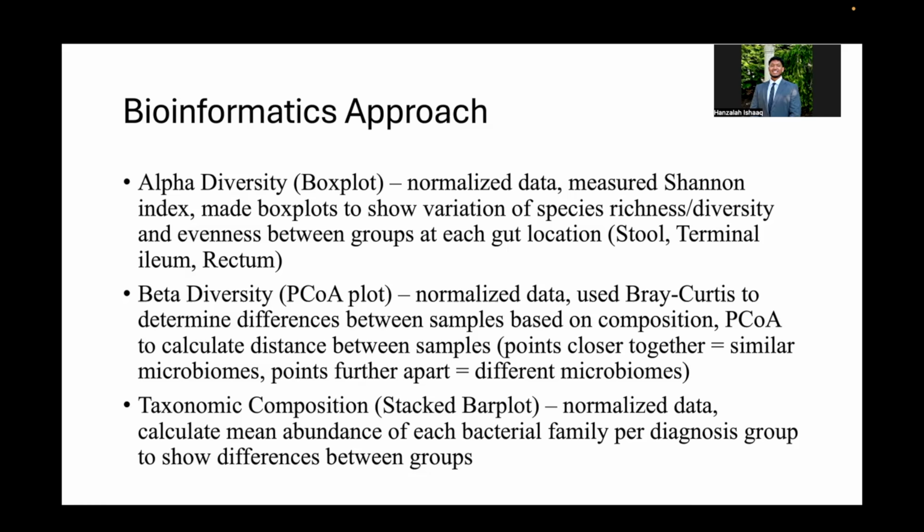For beta diversity, we're going to normalize the data, and then use the Bray-Curtis dissimilarity to find the differences between samples based on composition. Then we're going to use a PCoA plot to calculate the distance between samples. Points that are closer together have similar microbiomes. Points that are further apart have different microbiomes.